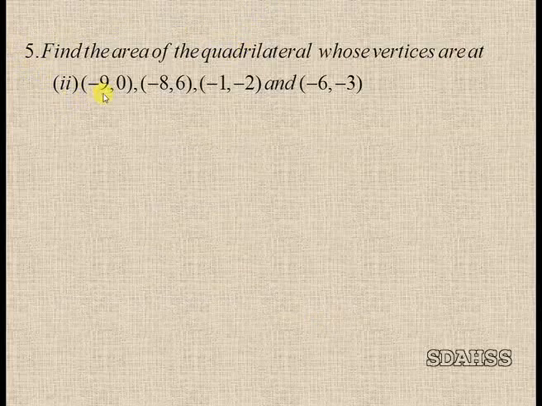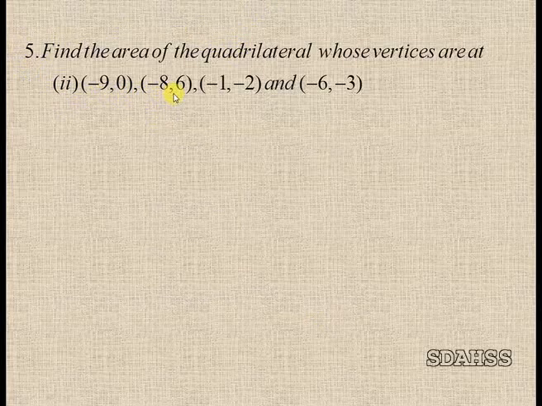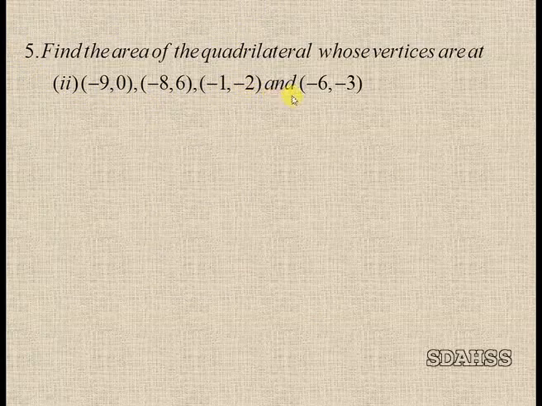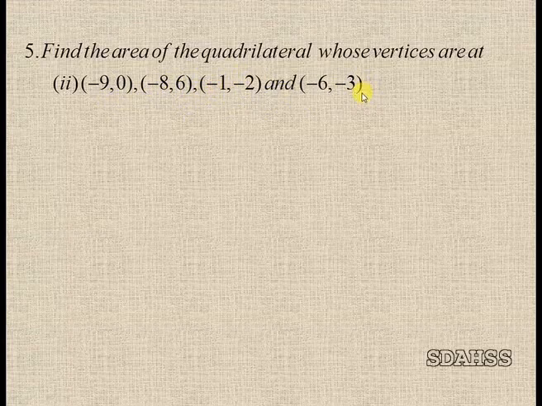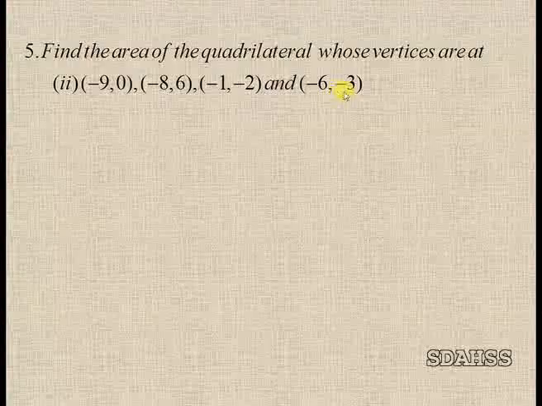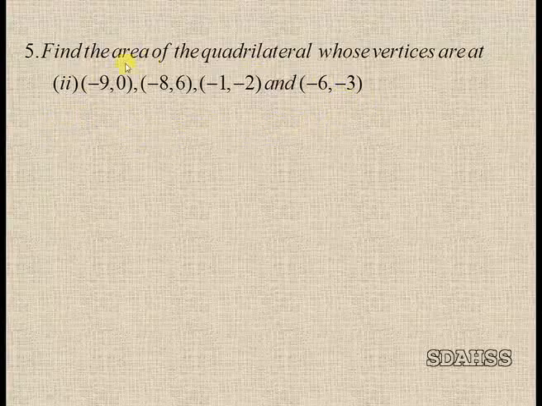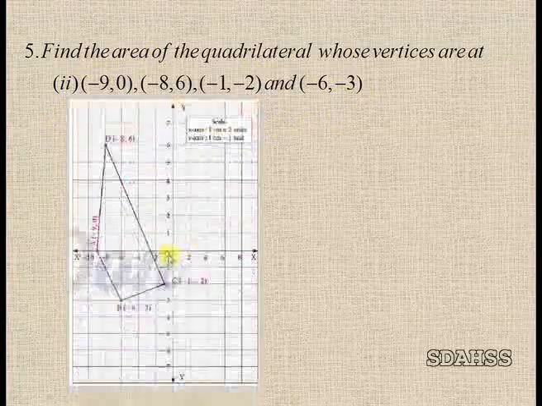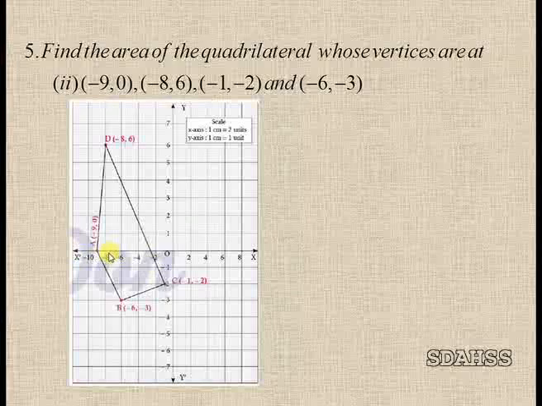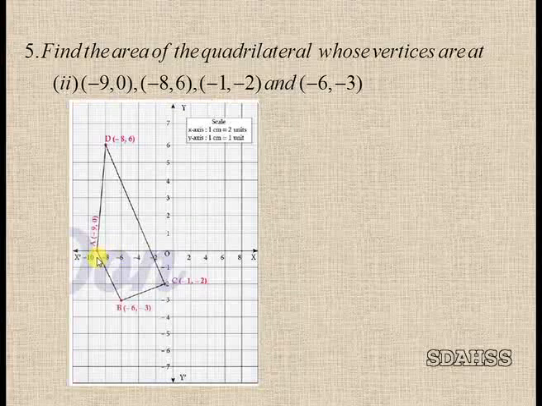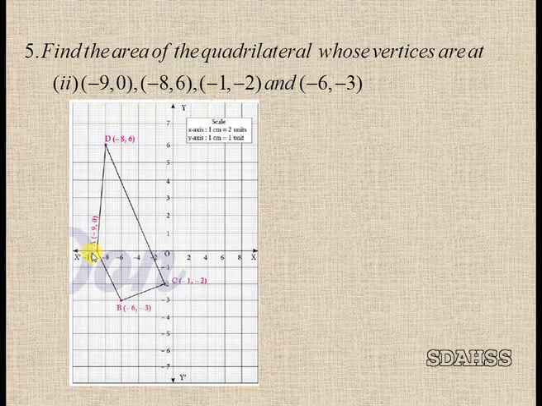Sub-division 2: (-9, 0), (-8, 6), (-1, -2) and (-6, -3). Plot all these points in a graph. (-9, 0) lies on the x-axis.